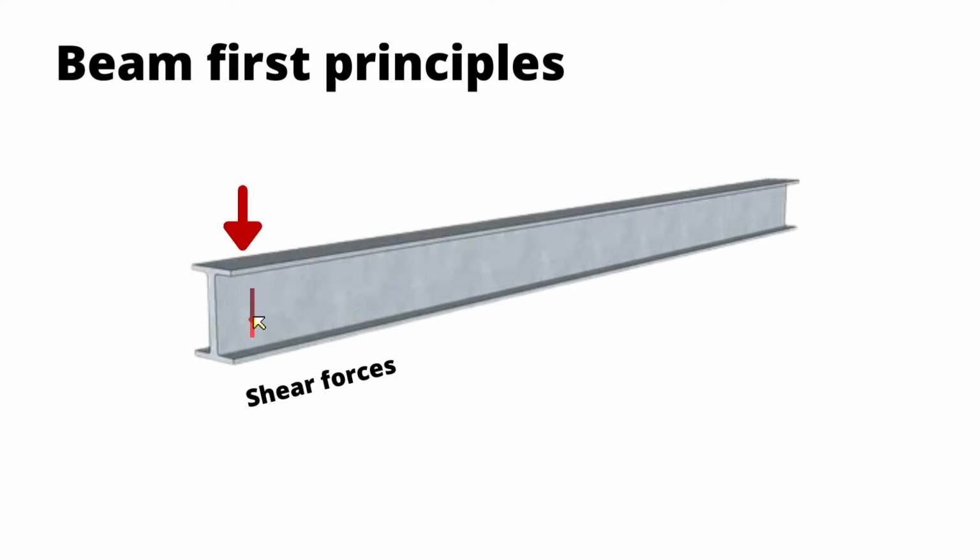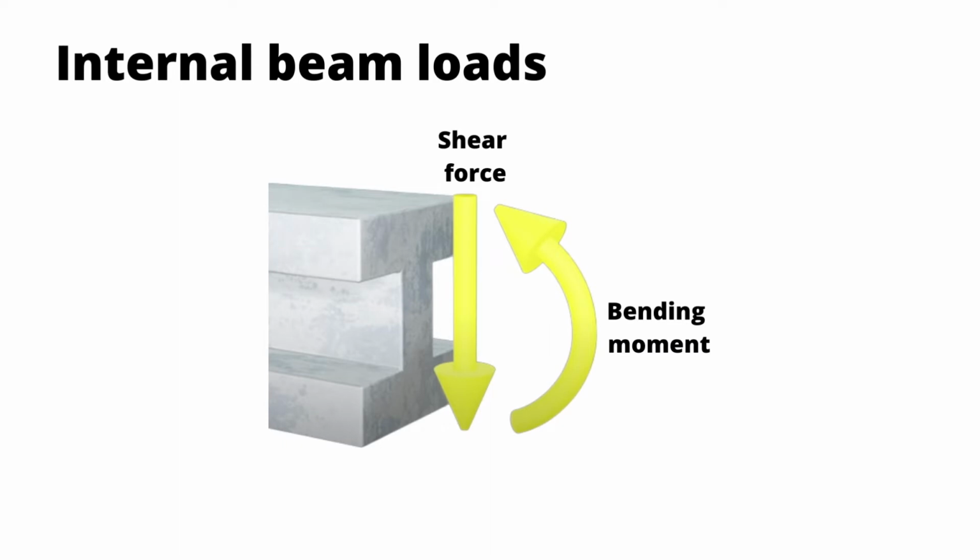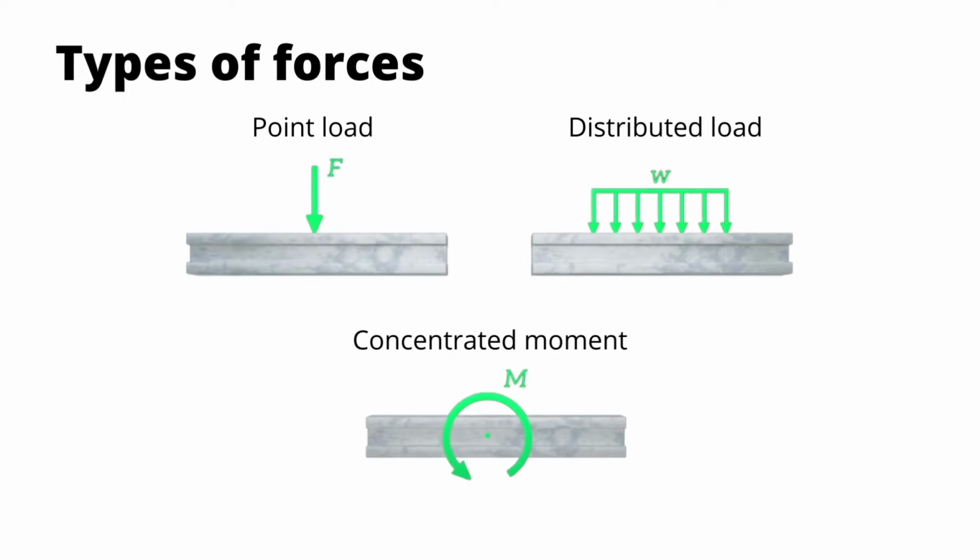load. We can simplify these two internal force components into what we call shear force and bending moment. We consider these two fundamentals in all beam analysis. Applied forces fall into three different categories. Point loads, which is a force applied to a single point found on the beam. A distributed load, where the force is spread over a length and acts more as a pressure. And a concentrated moment is where a pure moment acts on a beam at a given position.